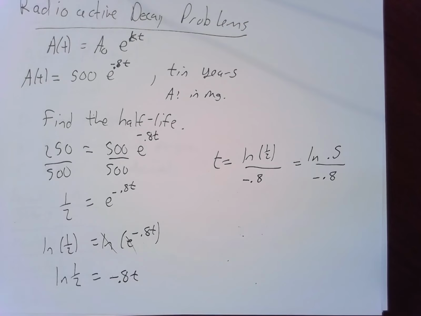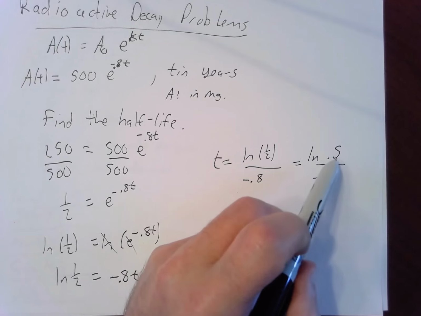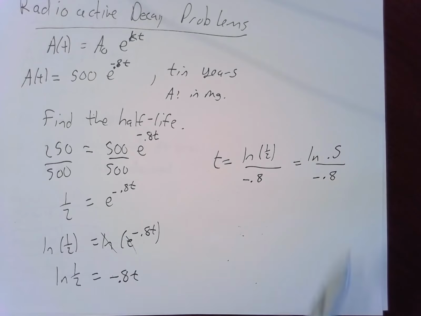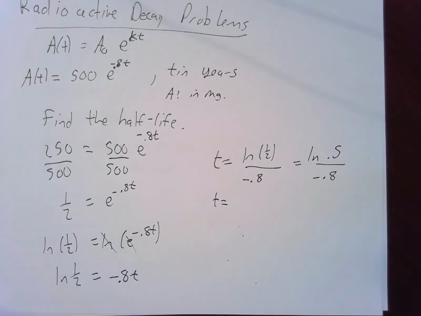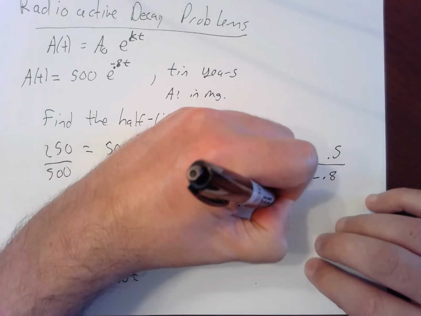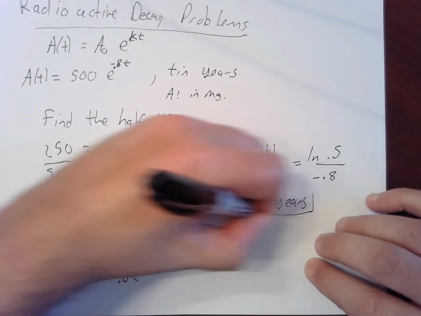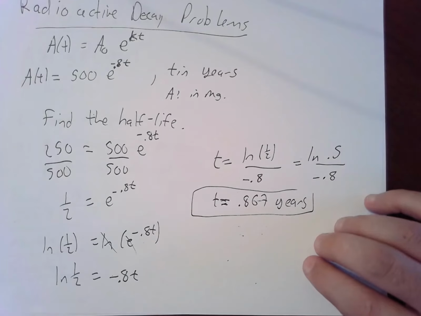And you may be thinking, wait, whoa, we're getting a negative time. No, we're not. Throw that in your calculator. Natural log of 0.5 is a negative number, so the answer is positive. We throw that in our calculator, and we get about 0.867 years. T, of course, measured in years.